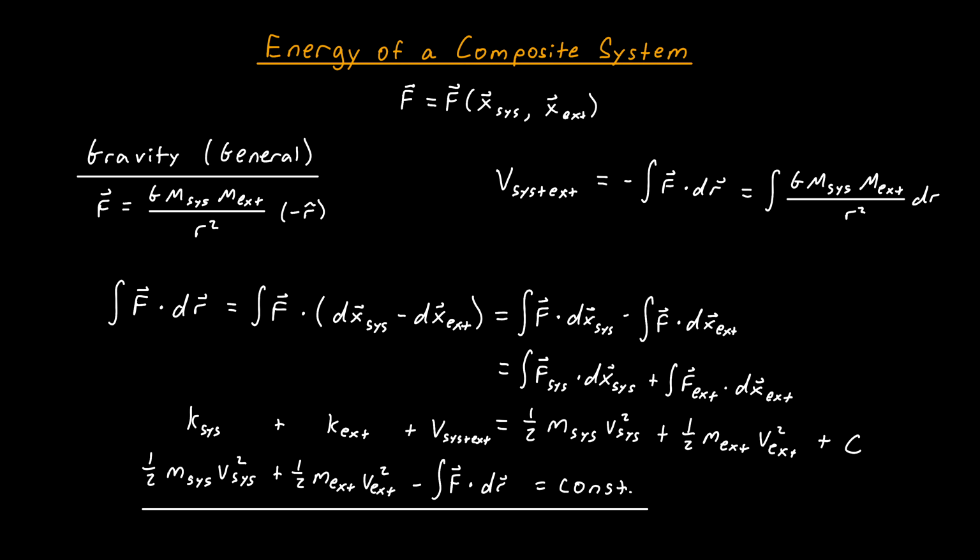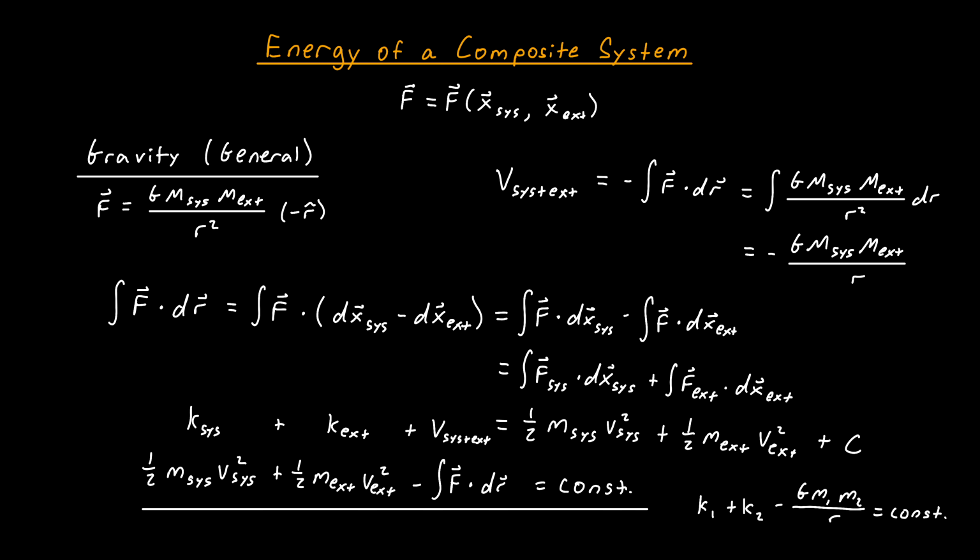And of course, when we do this integral, we get that it's equal to minus g m system, m external, over r. So the equation that you want to keep in mind when you're doing energy conservation through a gravitational interaction is that the kinetic energy of one object plus the kinetic energy of the other object minus g m1 m2 over r is equal to a constant, or doesn't change over time. So these are the kinds of things you want to think about when your forces depend not just on the position of your system, but also on the position of what it's interacting with.